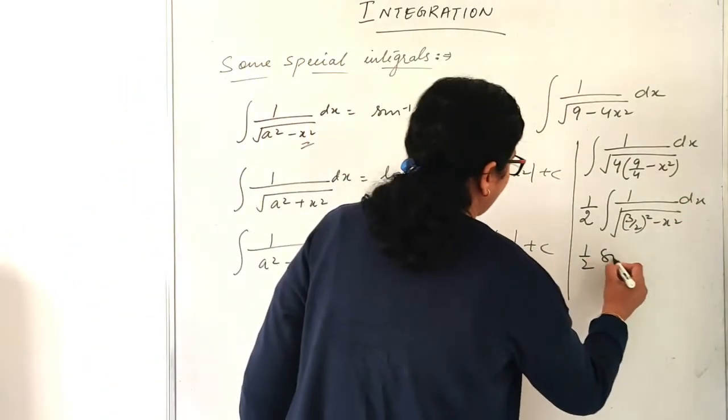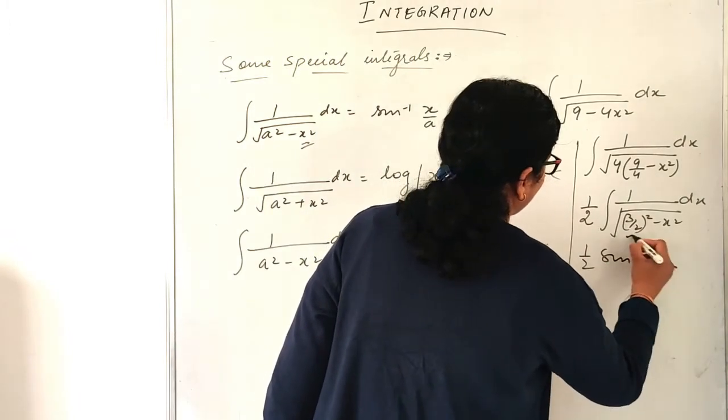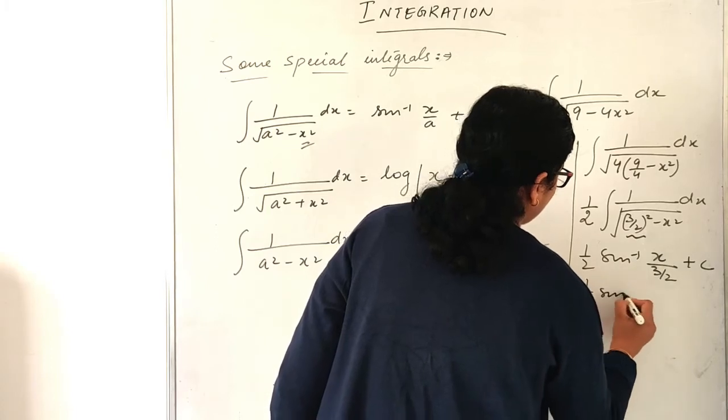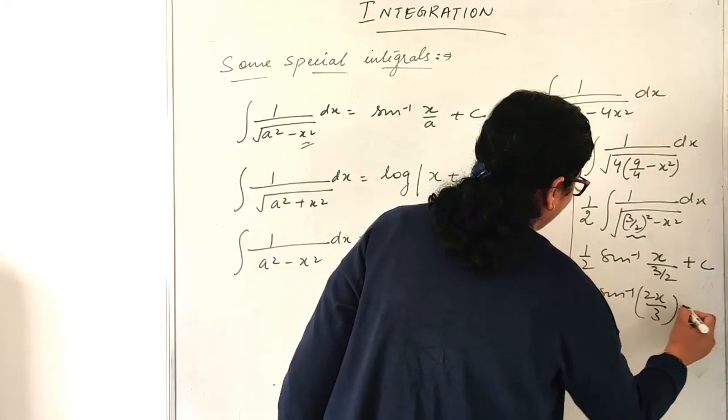So it will become sin inverse x. The value of a is 3 by 2, plus c. So 1 upon 2 sin inverse 2x by 3 plus c.